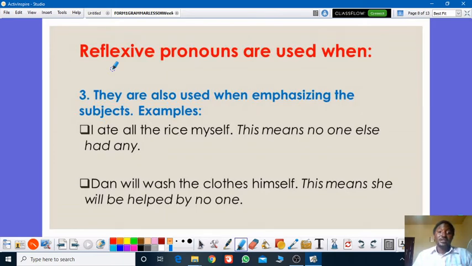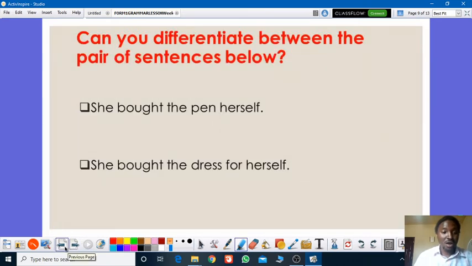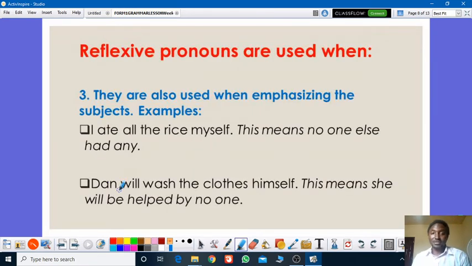Number two, Dan will wash the clothes himself. This means he will be helped by no one. So you're emphasizing the subject, which means nobody should help him. Maybe it's an order given by the mother because he did something wrong, and so the mother instructs and emphasizes that Dan will wash the clothes himself. Those are the instances when reflexive pronouns are used.